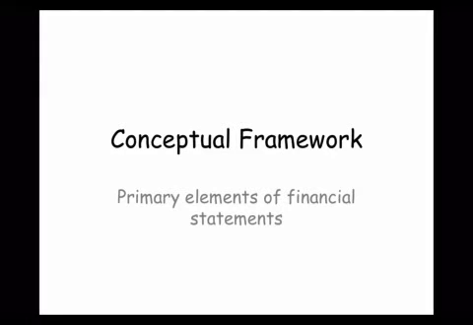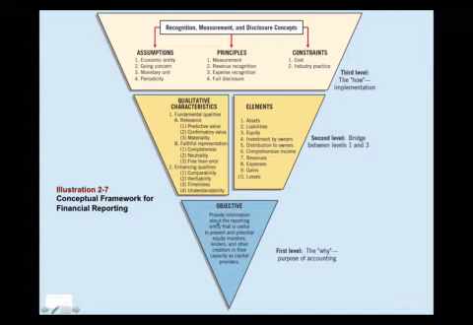Today we're going to talk about the conceptual framework. We're going to start with the primary elements of financial statements, and that is in this section here. We have already covered the objective, which is to provide information about the reporting entity that is useful to equity investors, lenders, and other creditors in their decisions as capital providers. That's sort of the why of what financial accounting is about. And we're working our way up to the how and how we go about delivering this information.